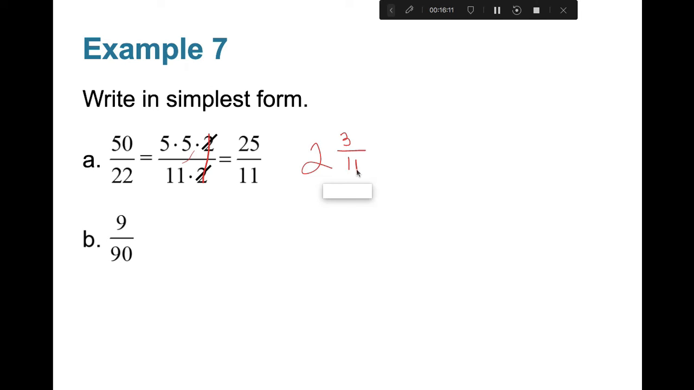9/90ths. What can I take out of both of those? A 9. What does that reduce down to then? 1/10. Do you guys kind of understand how this prime factorization and canceling out common factors works?